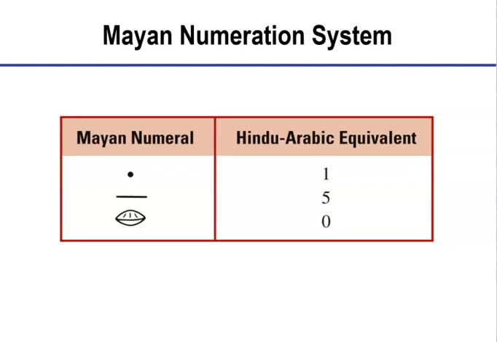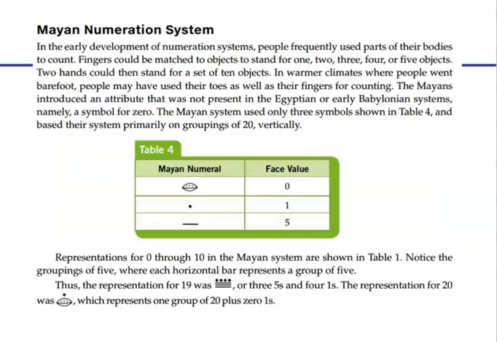What can we do with this? Again, I'm going to refer to the textbook for details, because I know you're wondering some of these things. So in the early development of numeration systems, people frequently used parts of their bodies to count, as you can imagine, right? Probably why we have a base 10 system now. Fingers could be matched to objects to stand for 1, 2, 3, 4, or 5. 2 hands could then stand for a set of 10 objects. In warmer climates where people went barefoot, people may have used their toes as well as their fingers for counting.